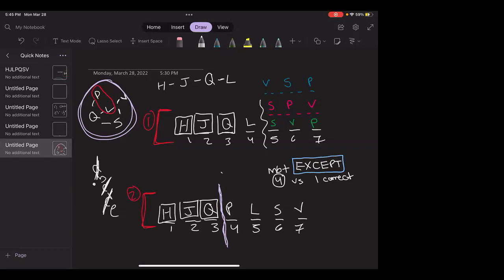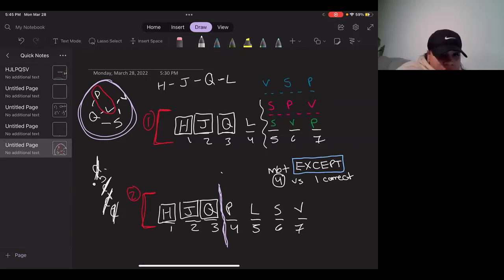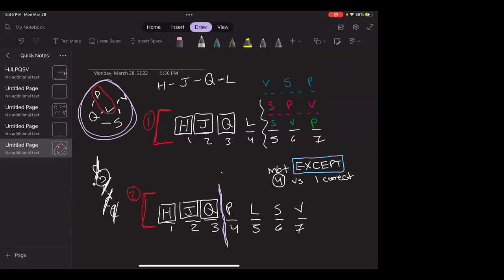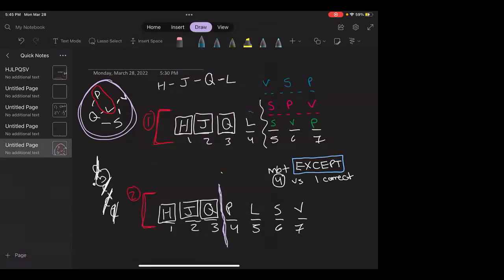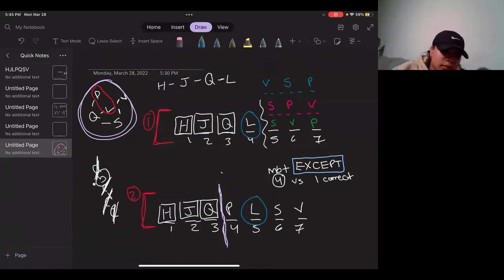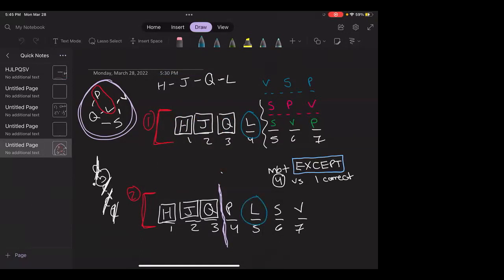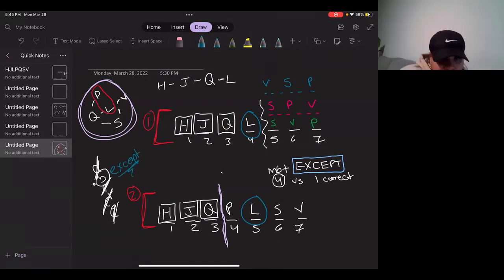And E says Q is 3rd. That's true, right? And that's why B is our answer. L does not have to be 4th. L could be 4. L could be 5th. Oh. Yeah, that's the exception. Got it. Yeah, that one was tricky.